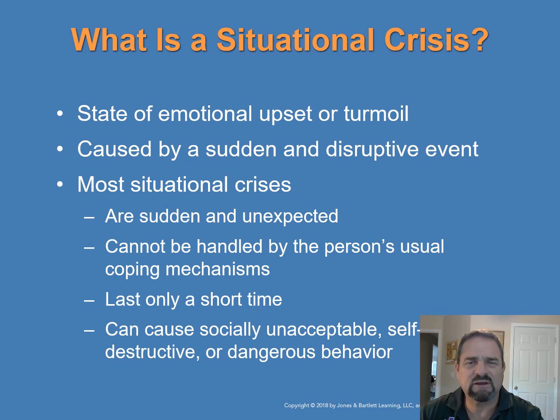All right, so what is a situational crisis? So we had a behavioral crisis, and now we're talking about a situational crisis. A situational crisis is a state of emotional upset or turmoil. This crisis is caused by sudden and disruptive events such as a physical illness, a traumatic injury, or the death of a loved one. You will often encounter this type of crisis as a first responder. Most situational crises are sudden and unexpected, such as a motor vehicle crash. It cannot be handled by the person's usual coping mechanisms, so it becomes a true crisis for them. It usually lasts only a short time and can cause socially unacceptable, self-destructive, or dangerous types of behavior.